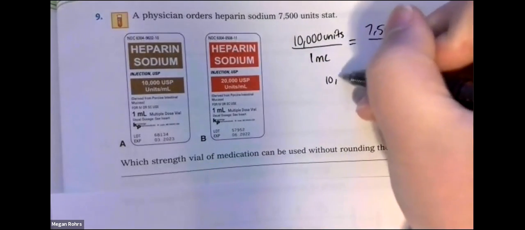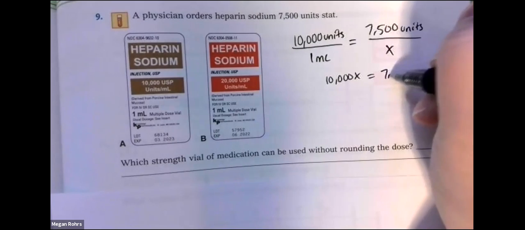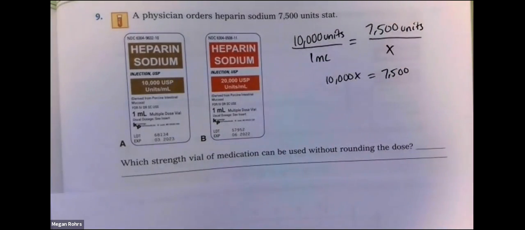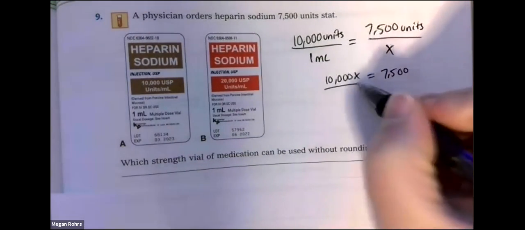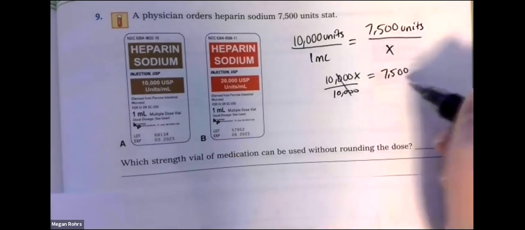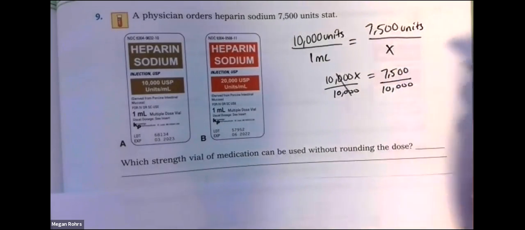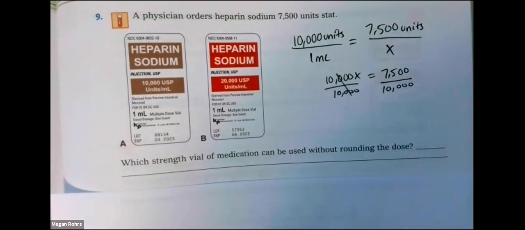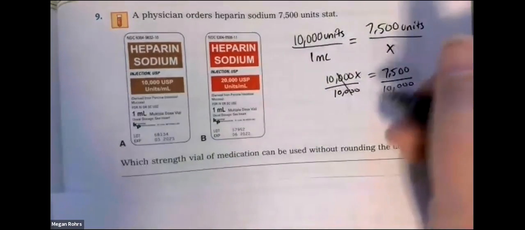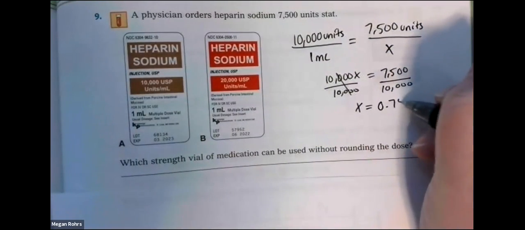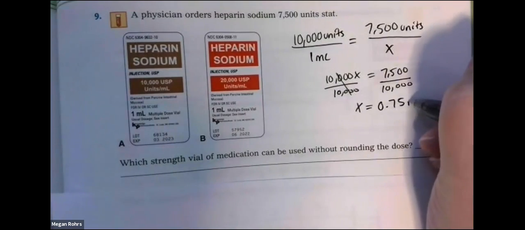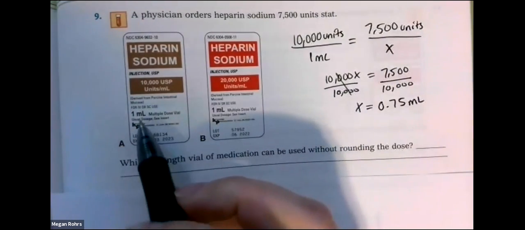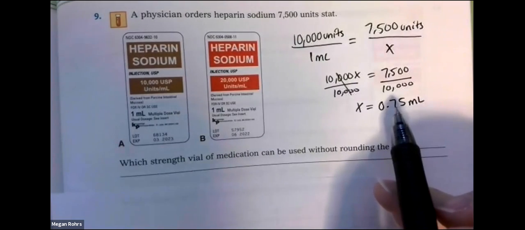So we have 10,000 x equals 7,500. We need to get x by itself. So we divide by 10,000. So 7,500 divided by 10,000 gives us 0.75 milliliters. So if we chose A, that would be the volume we need to draw out.